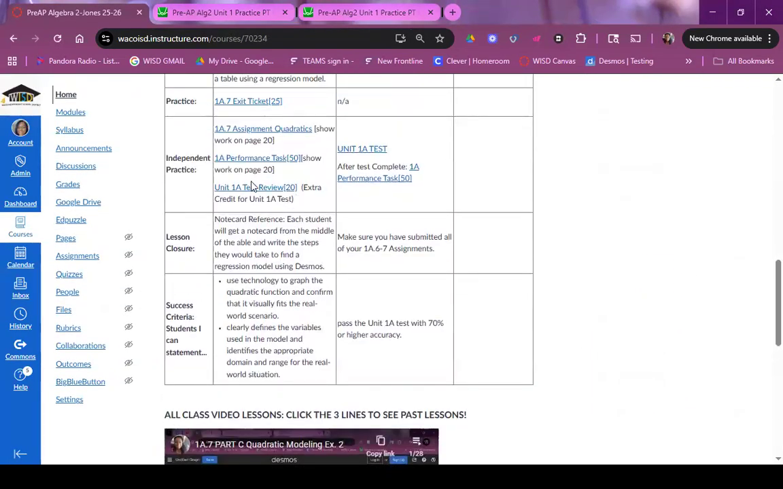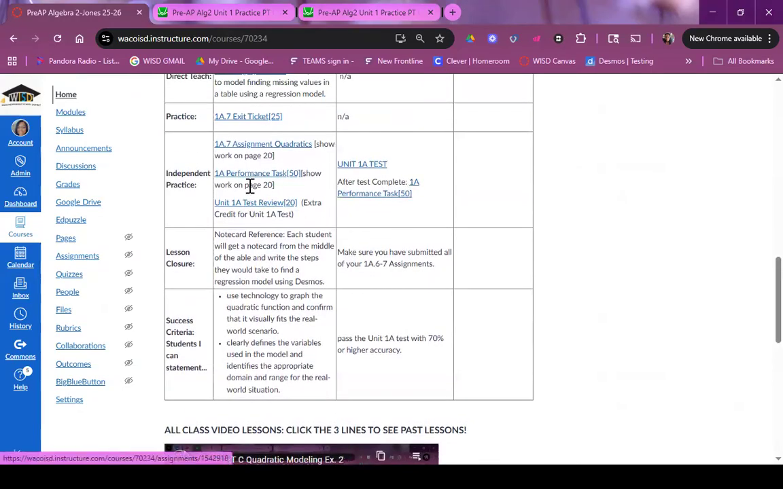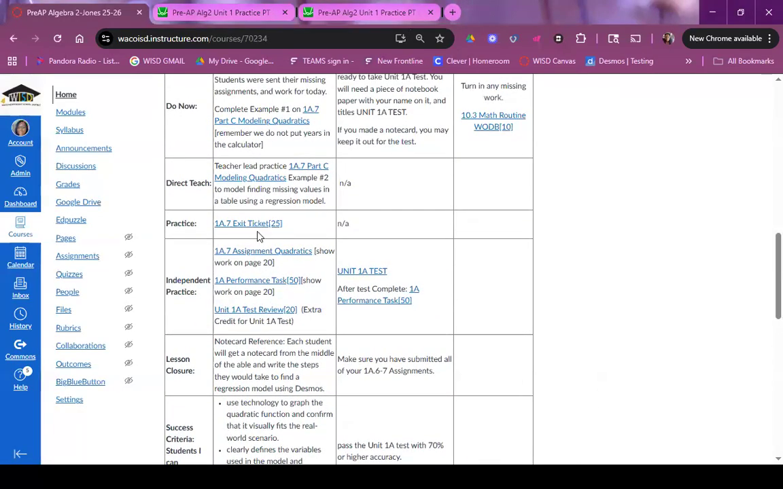You will have time after your test on Wednesday to finish your performance task, but you will need to work on your 1A.7 assignment for homework.